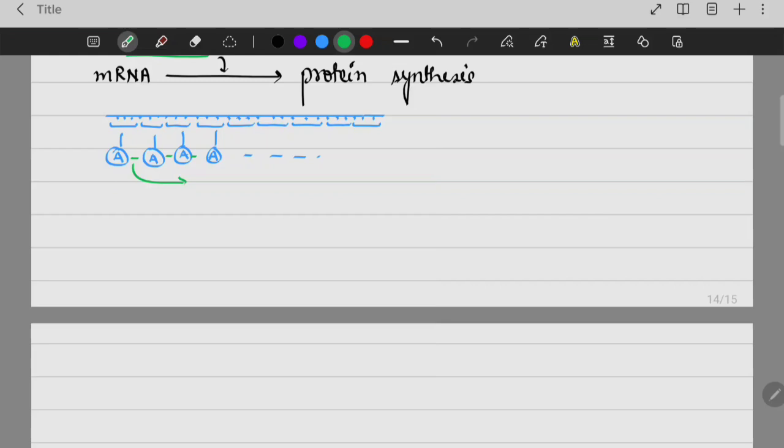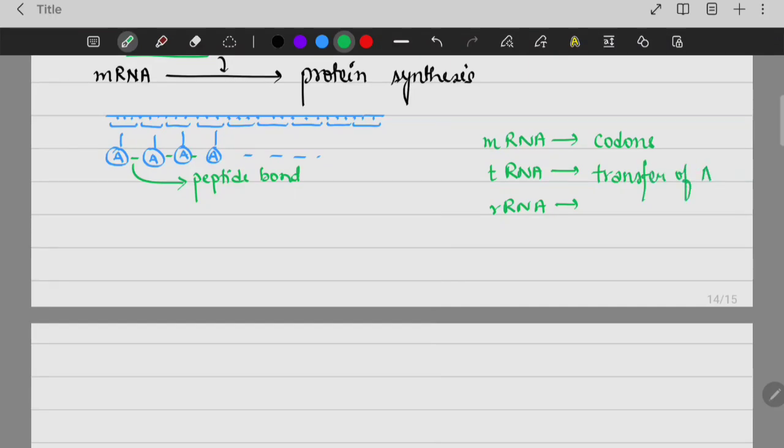Okay, now this is a peptide bond. During this translation process, all the RNAs are required. That means mRNA is required for the translational process, tRNA is required for the transfer of the amino acids, and rRNA is required so that the peptide bonds can be formed and the protein molecule is made. Means mRNA is for codons, the tRNA is for transfer of amino acids, and rRNA is the ribosome.